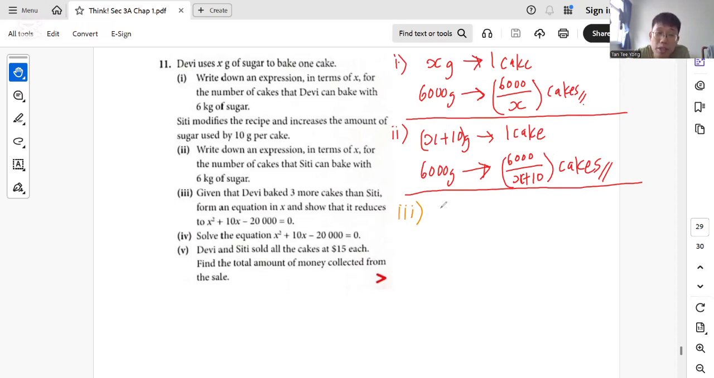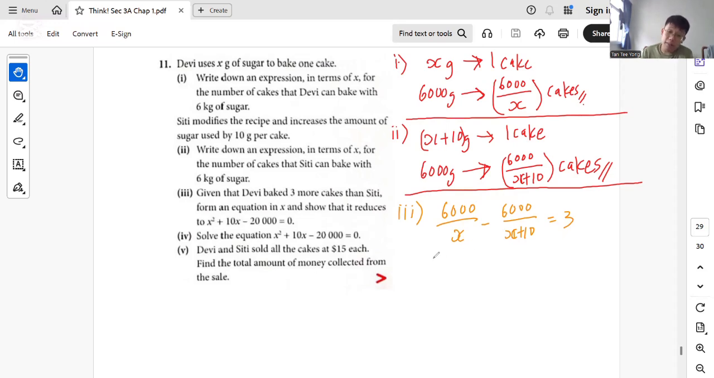Oh, okay, understand. Because you have the same amount of sugar, right? But then you use more sugar for CT. She used more sugar in one cake. So obviously CT will bake fewer, right? So that means Devi baked 3 more, right? So that means this amount is bigger, right? So that means I can say that I use Devi minus CT amount of cake. Right, it will be 3.